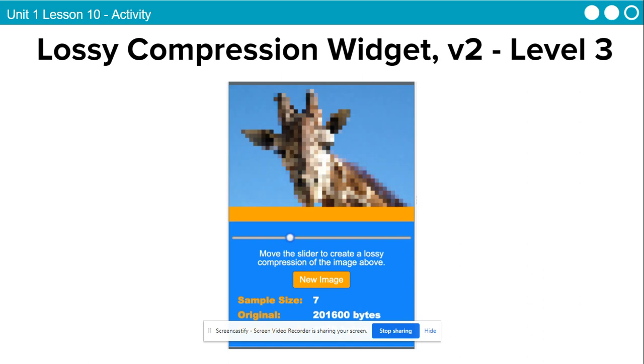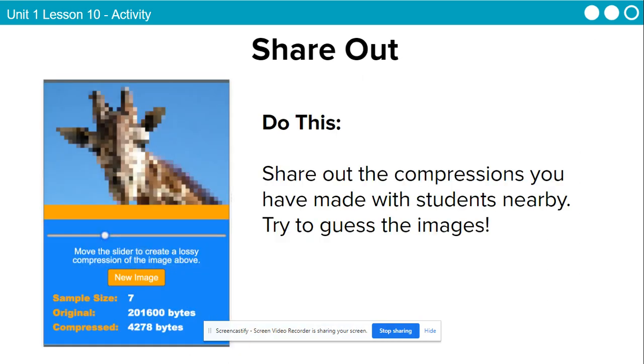Okay, so go to level 3. I'm sure you're already there. Share out the compression you made with the students. You should see some of your images. Try to guess the image. So, you guys ready? You guys ready to guess images? Yeah, okay.